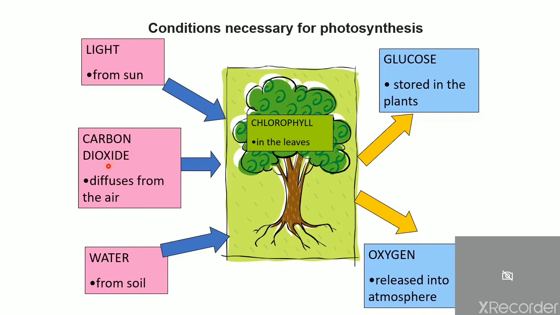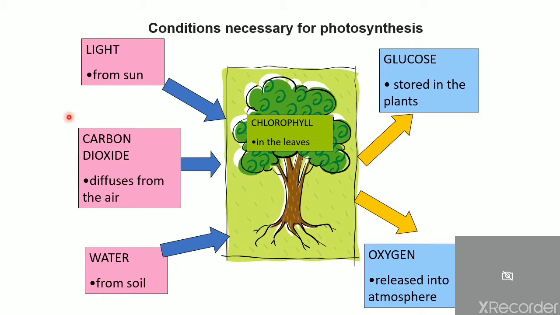So the plant utilizes this carbon dioxide by the process of diffusion. Now you only have to be aware of this term diffusion, that is it diffuses from the air, which you will learn in the next class. And the third raw material necessary for photosynthesis is water, which they absorb through their roots from the soil.